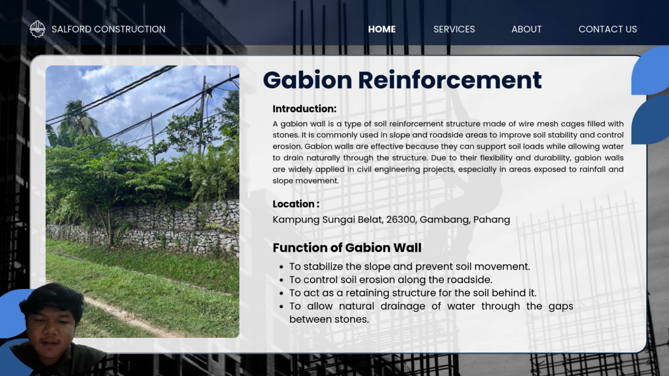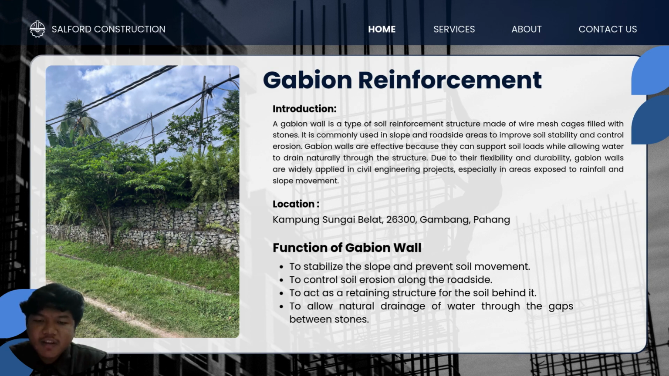Now I will present about our study on gabion reinforcement. The gabion wall is made of wire mesh cages filled with stone. It is commonly used on slopes and roadside areas. The main purpose of a gabion wall is to make the soil more stable and reduce erosion. Water can flow through the stone, so it helps to reduce water pressure.